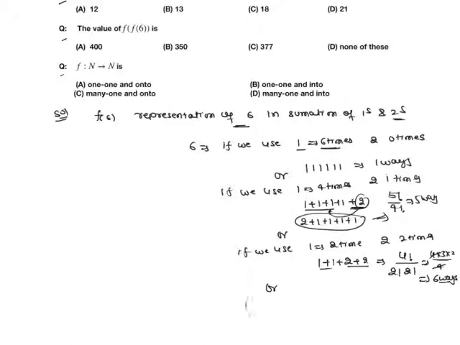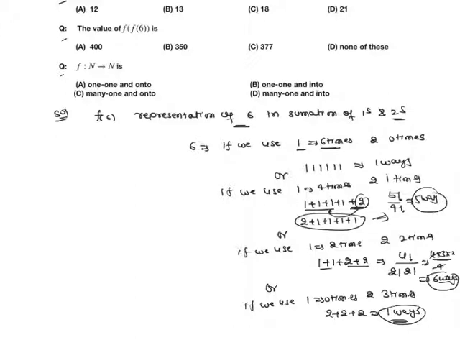Or if we use 1 zero times and 2 three times. So this will be 2 plus 2 plus 2. That is 1 way. So total is 1 plus 6 plus 5 plus 1. So 1 plus 5 plus 6 plus 1. So this will come 13 ways. So option B is correct.